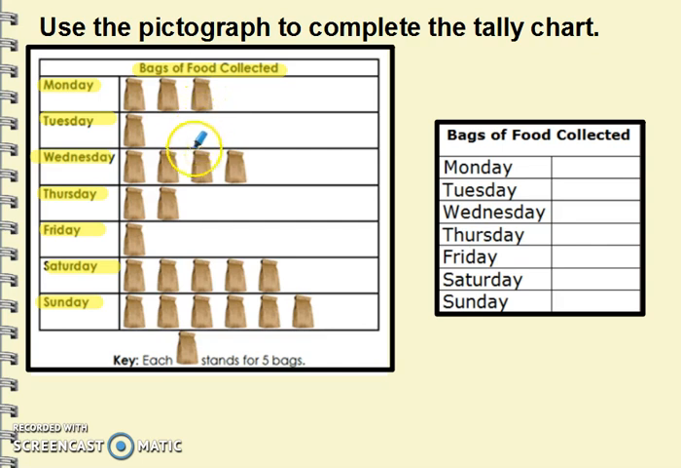Notice that a pictograph has a key at the bottom. The key is the part of a graph that tells what each picture stands for. In this pictograph, the key tells us that each bag stands for 5 bags. That means that when we count how many bags of food were collected each day, we must count each bag by 5s. The first thing to do when reading a pictograph is to circle the key and read it.